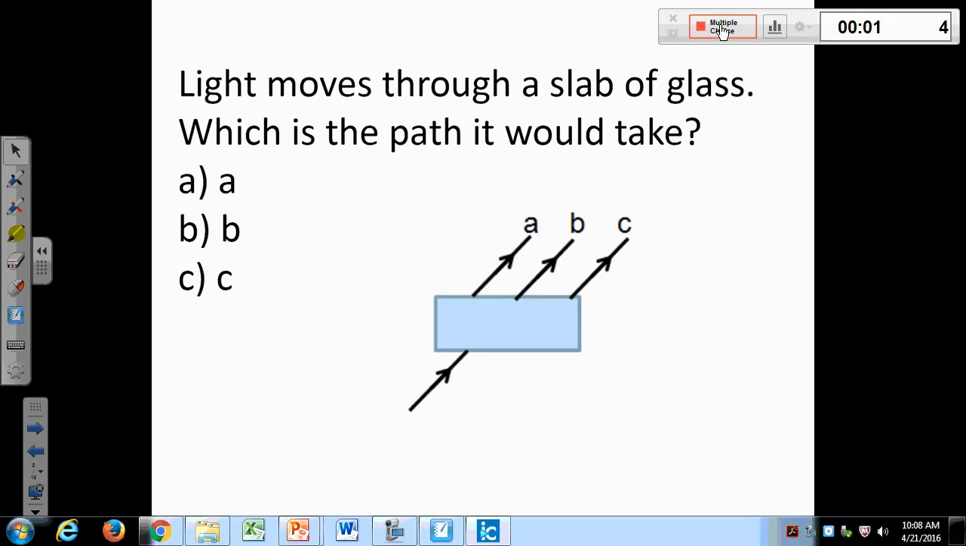So let's do that. Light moves to a slab of glass. What is the path that it would take as it moves? The incident ray is right here. Will it take path A, B, or C? Think about when it enters the glass. Will it move towards the normal or away from the normal? All right, we'll stop at 40 seconds.